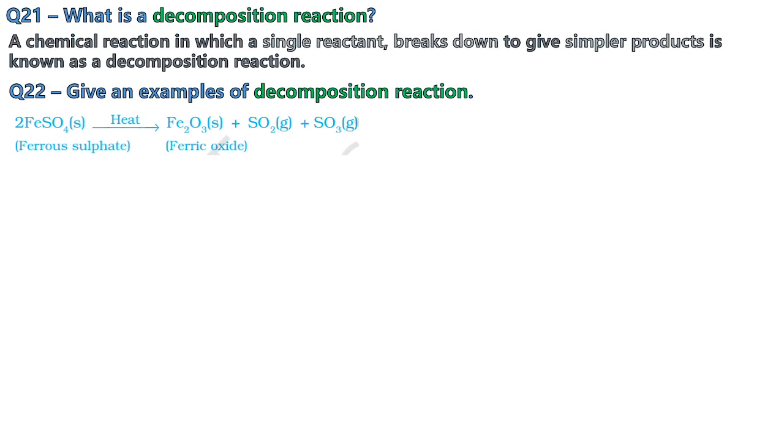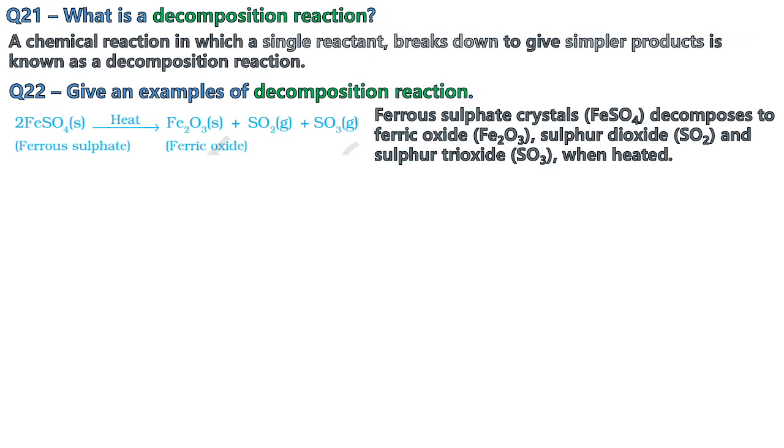If you take ferrous sulfate, FeSO4. Whenever SO4 comes, remember that it's a sulfate. If you take ferrous sulfate and you heat it, it will break down into three components. One is ferric oxide, that is Fe2O3. Fe is iron, remember that. Ferric oxide, Fe2O3, plus sulfur dioxide, which is SO2, and sulfur trioxide, which is SO3. This happens when it is heated. That's why it's a decomposition. It is breaking from FeSO4 into three components.